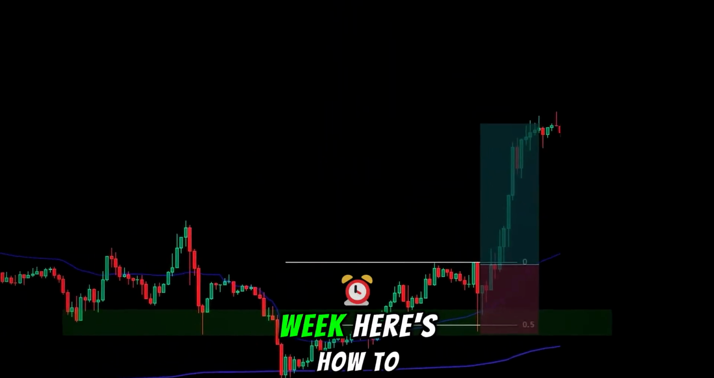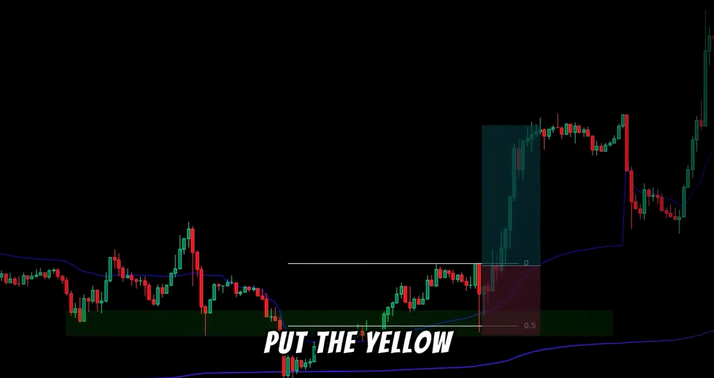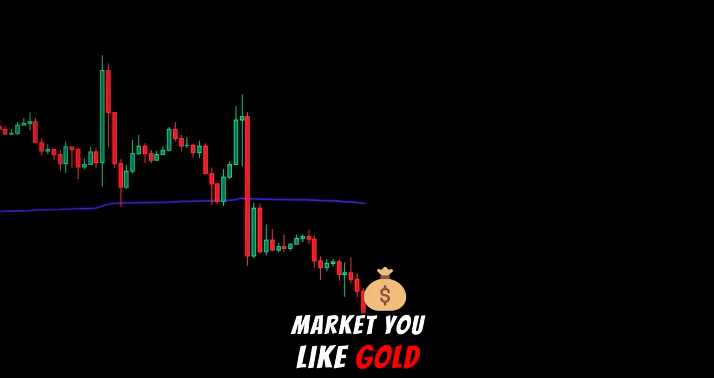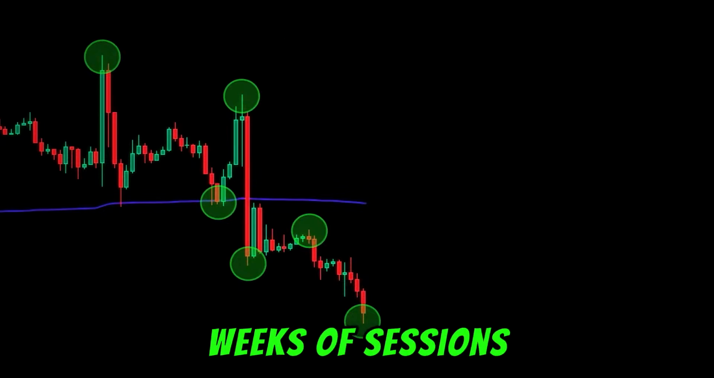Your drill for this week. Here's how to make this stick, and it's free. Put the yellow VWAP and blue 8 EMA on one market you like, gold, the Nasdaq, or cable, and open the replay or just scroll back over the last couple of weeks of sessions.